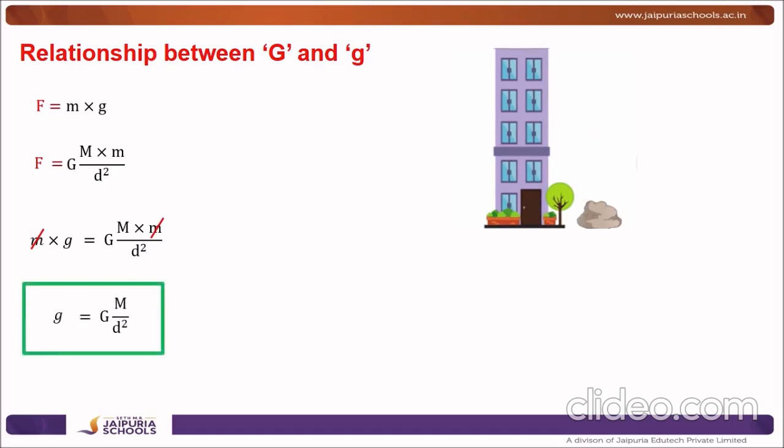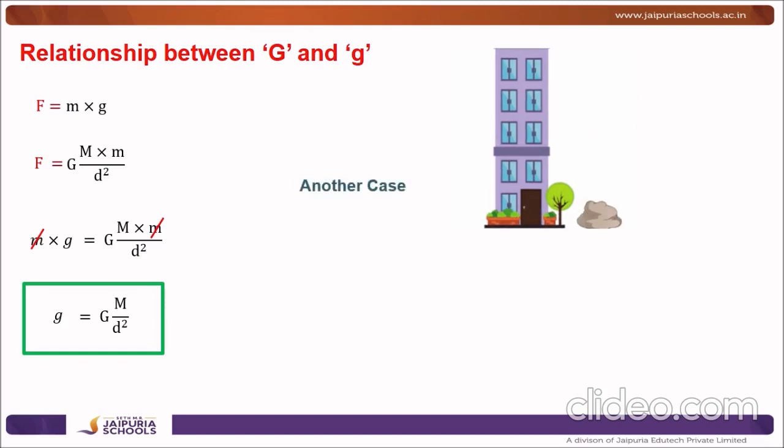Now our formula will be small g equals capital G into capital M, that is the mass of the earth, upon d square, that is the separation between the two objects. So students, this formula is nothing but the relationship between capital G and small g, and it is very useful for various numerical problems.